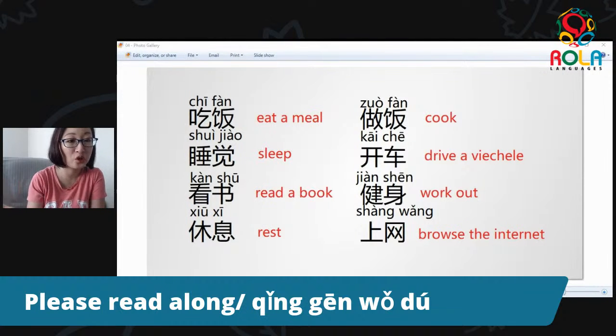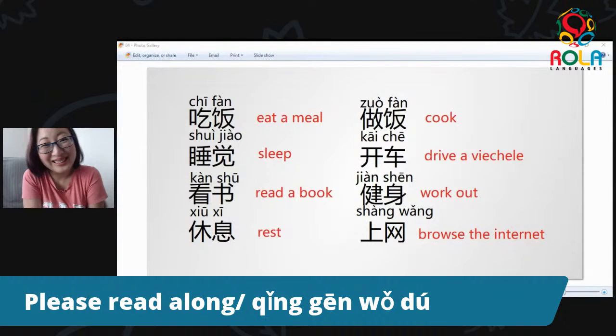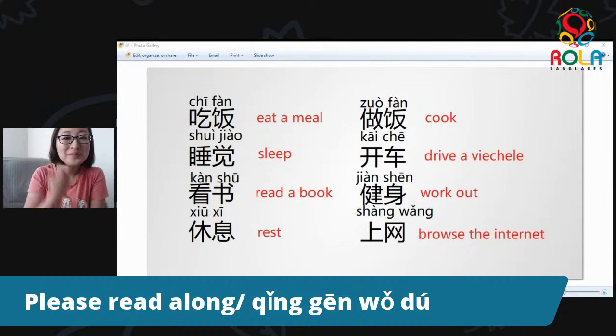It's usually for leisure. Okay. Hopefully I explained that decently. Next up we have 休息. 休息 means rest, take a break. That's like my favorite thing to do in this world. How about you? Okay, let's move on.